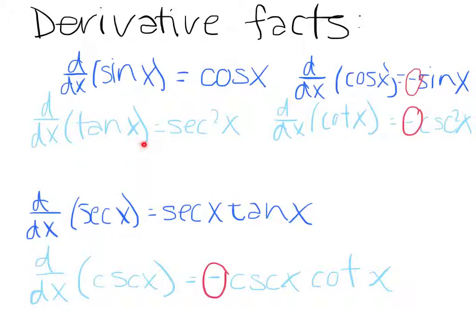Moving on, the derivative of tangent x is secant squared. The derivative of cotangent x, the negative, is negative cosecant squared. Derivative of secant x is secant x tangent x. Derivative of cosecant x is negative cosecant x cotangent x. It will do you well to memorize these.